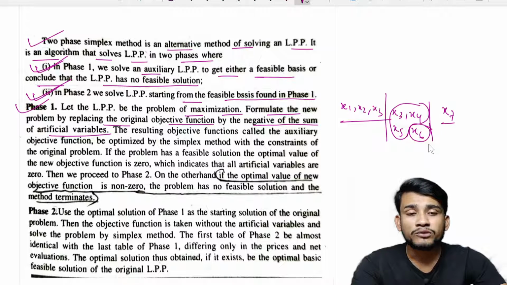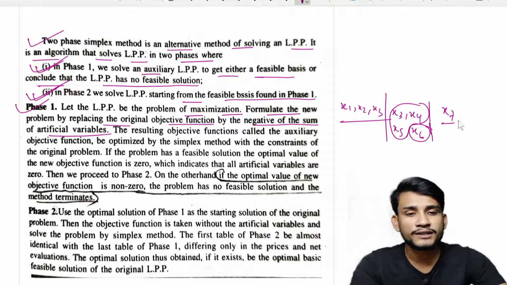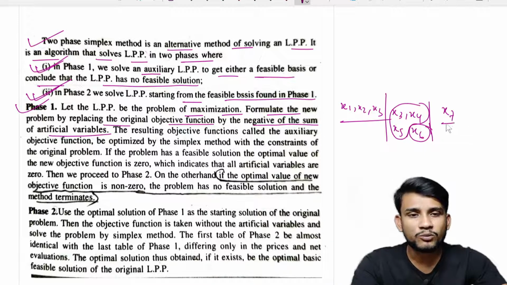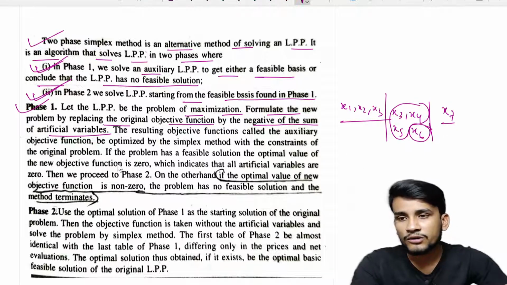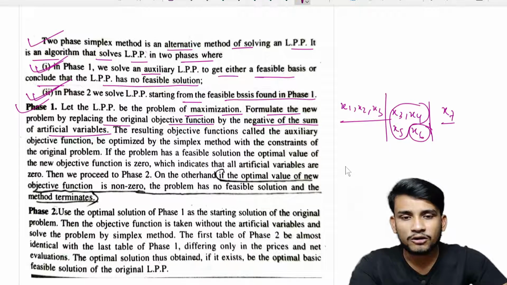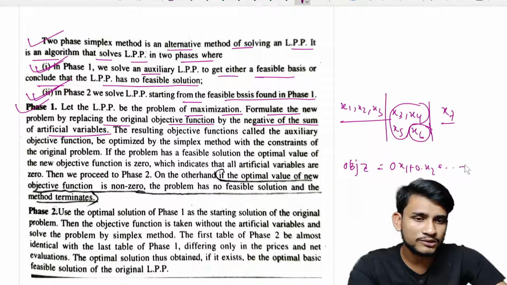Note that the number of surplus variables is equal to the number of artificial variables. Since there is only one artificial variable, for phase 1 we write the objective function as z equals 0 into x1 plus 0 into x2 plus and so on, plus 0 into x6, minus x7.